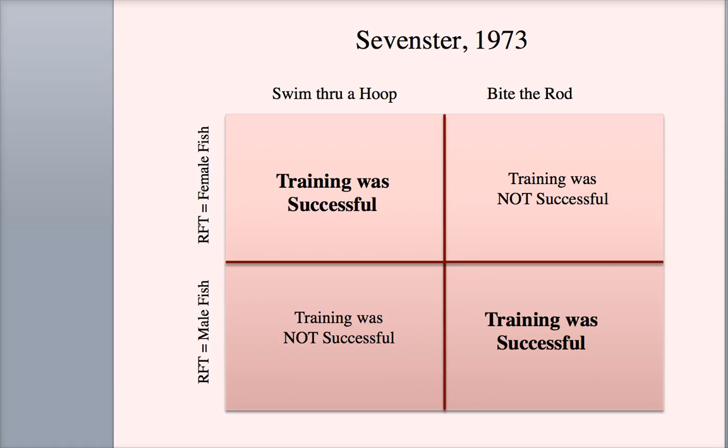So he's got 4 groups of fish. Half of them are learning to swim through a hoop, the other half are learning to bite the rod, and half of each of those will get either a male fish or a female fish as a reinforcer for whatever the behavior that they're doing is. And what he found was that when he uses access to a female, it was very easy to train a fish to swim through the hoop, but not very easy to train the resident male fish to bite the rod.